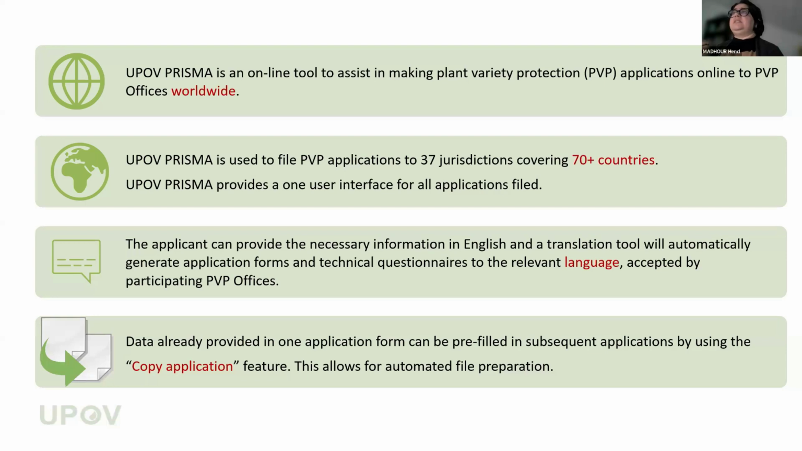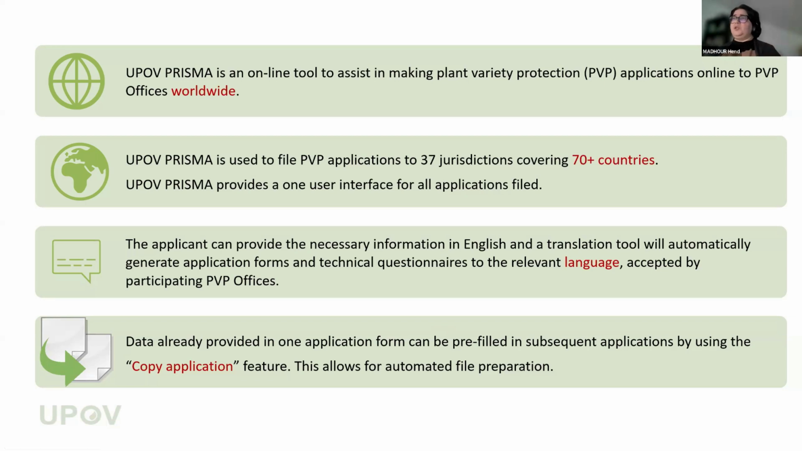PRISMA is an online tool that would assist the applicant in making plant variety protection applications in electronic format to PVP offices worldwide. Currently, we cover 37 authorities that are covering 70 countries, because we do have 2 regional organizations, European Union CPVO, and then OAPI, the African Intellectual Property Organization.